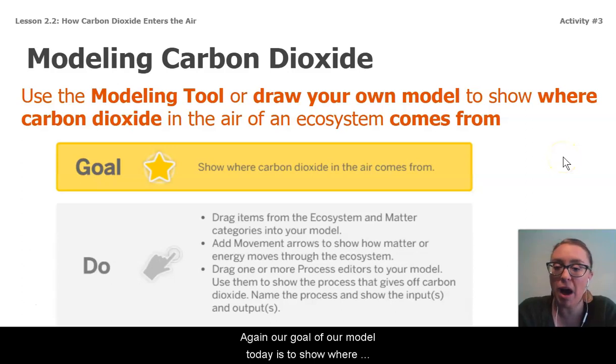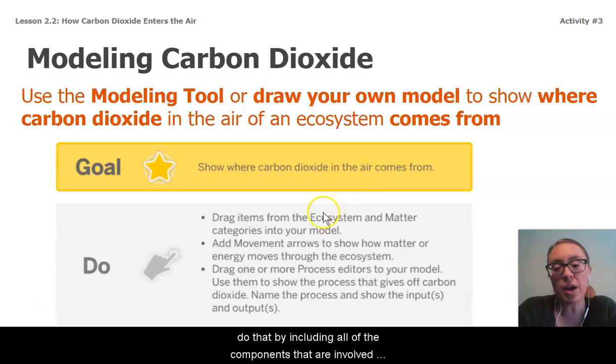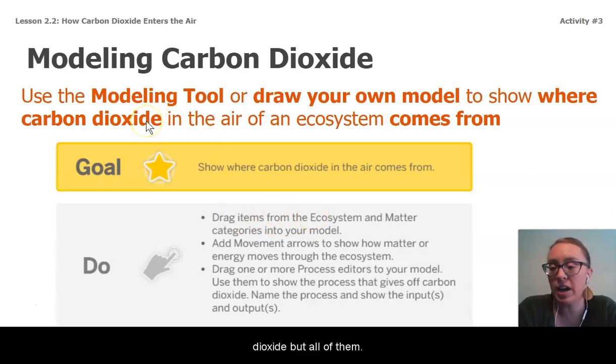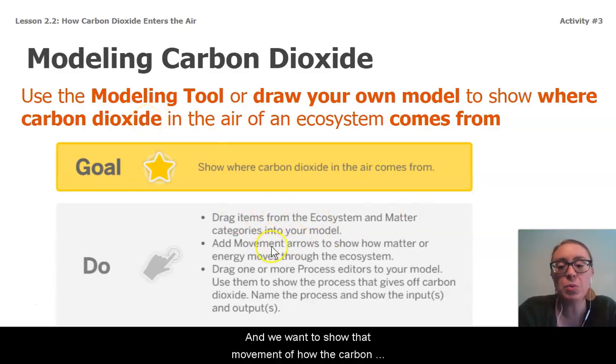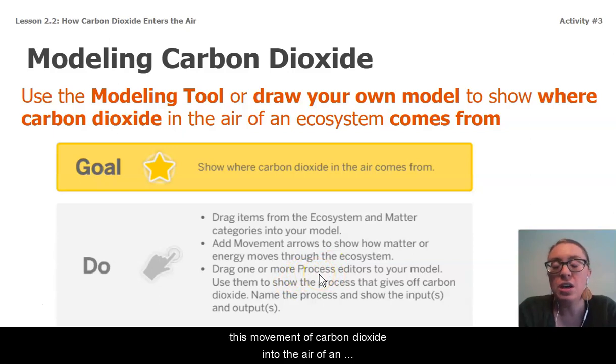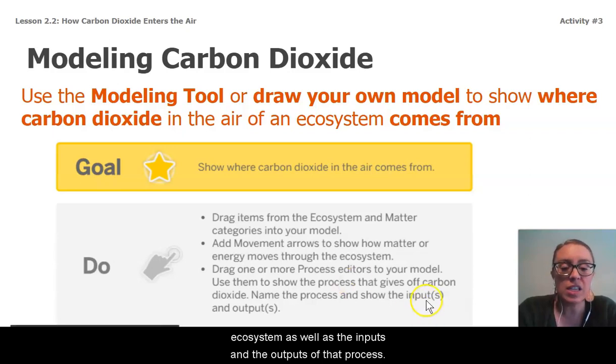Again, our goal of our model today is to show where carbon dioxide in the air comes from. And we want to do that by including all of the components that are involved in this process, not just one component giving off carbon dioxide, but all of them. And we want to show that movement of how the carbon dioxide got from these components up into the air. And we want to name the process that's responsible for this movement of carbon dioxide into the air of an ecosystem, as well as the inputs and the outputs of that process.